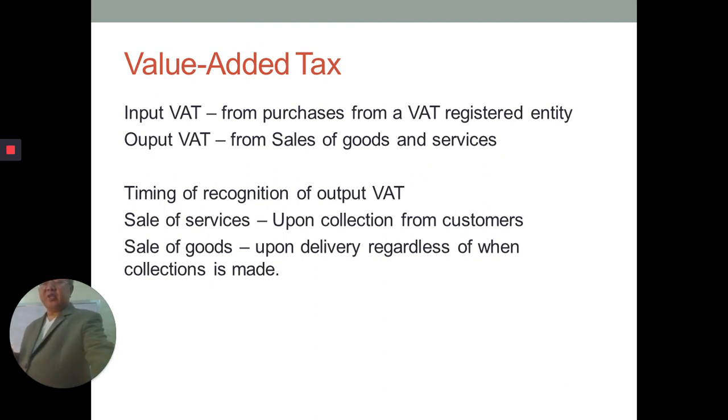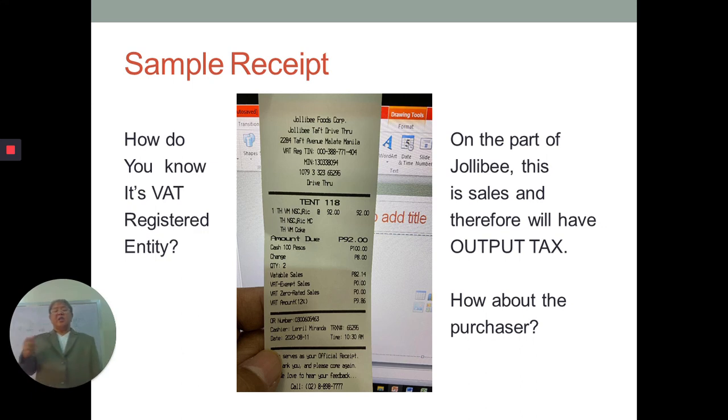This is an example of an official receipt coming from a fast food chain, for which I purchased my lunch today. So, how would you know if this is a VAT registered entity? If you look at the receipts, at the upper portion of the receipt, there is what we call a VAT registered TIN. VAT registered means that the company is a VAT registered entity, and then it's showing the TIN.